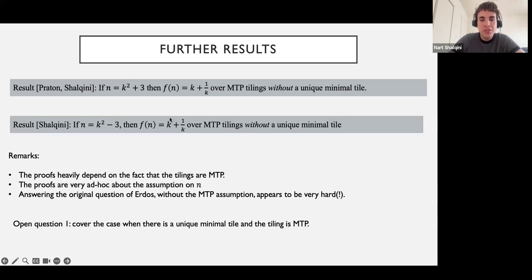And of course, the open question that remains right now is to cover the case when there is a unique minimal tile and the tiling is MTP. So we still want to know whether this upper bound works for MTP tilings, without the assumption that there is no unique minimal tile. So I'll stop again to see if people have any questions about this as well.